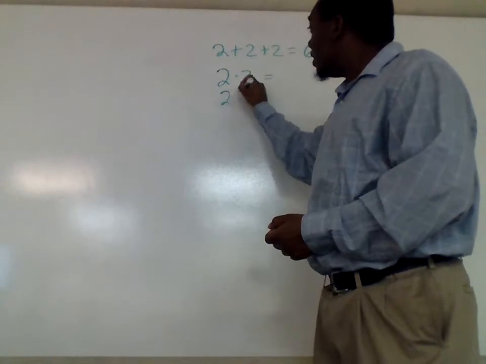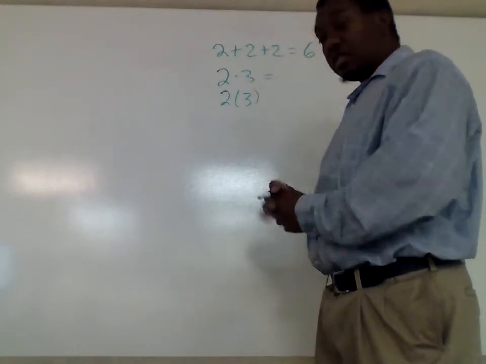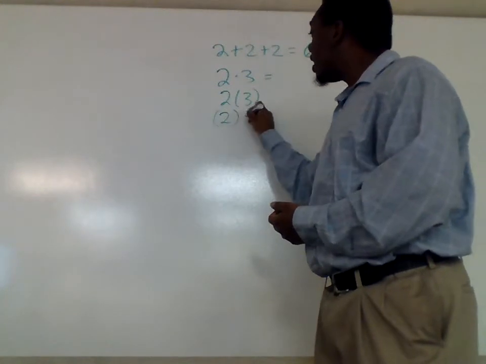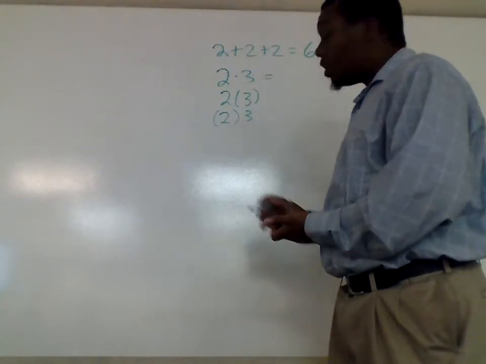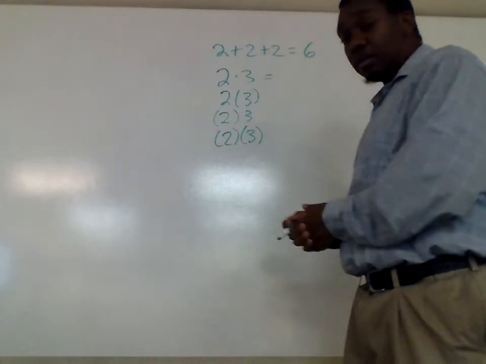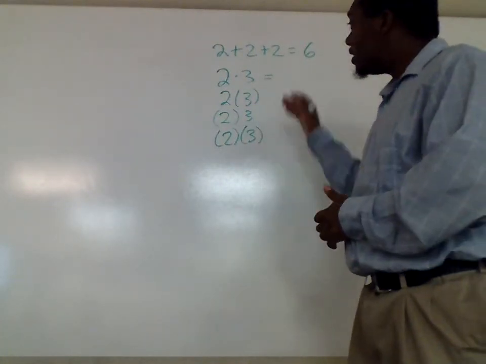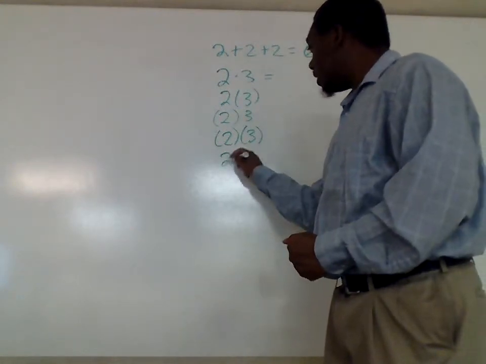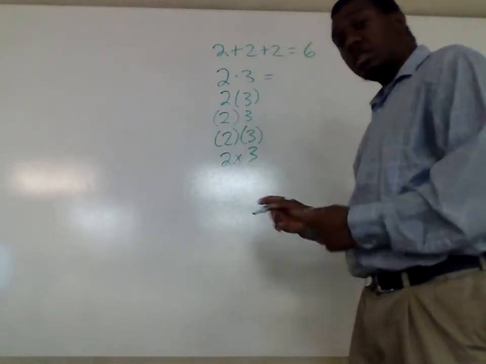You may see parentheses around the second number, or you may see parentheses around the first number, or around both numbers. All of these mean to multiply. You also have the traditional way, still used in some formulas.